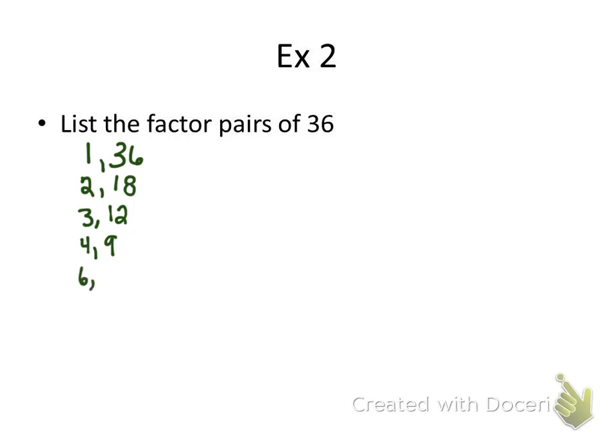6 and 6. Okay, so then we know anything 7, 8, 9, and at this point it's going to repeat, right? Yes. So once we have 6 and 6, it's going to repeat. 9 and 4 we already had. So how many factor pairs do they have here? 1, 2, 3, 4, 5. So there's 5 factor pairs for 36. Make sure you have them down. We're going to do more with this.